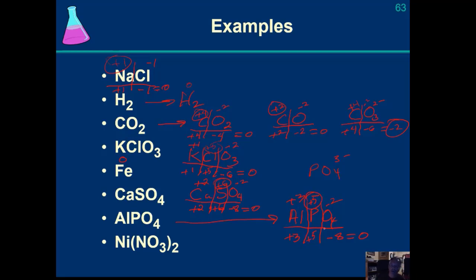Okay, and it's usually the middle element of ionic compounds like this that you're looking for the oxidation state for. Let's do one more. This is nickel 2 nitrate. And hopefully you know why I'm calling it nickel 2 nitrate, because nitrates have a -1 charge, and there's 2 of them. So I know that's going to be nickel 2.